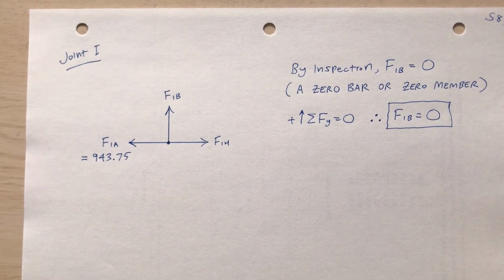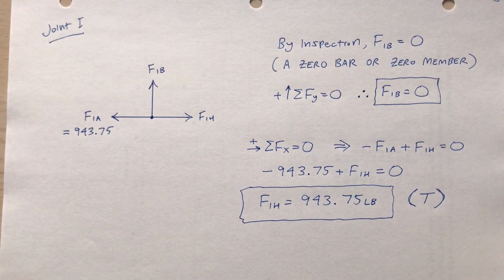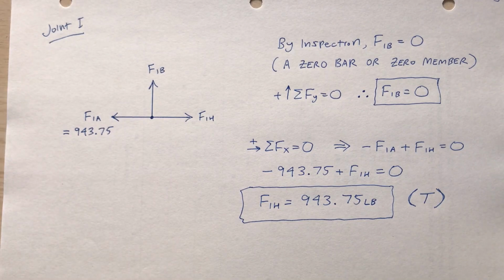What about F sub IH? Okay, well, by inspection, I can find what F sub IH is. Okay, take a look at this. The sum of the forces in the x direction is 0, so F sub IH must be the same magnitude as F sub IA, so that will be 943.75 pounds in tension.